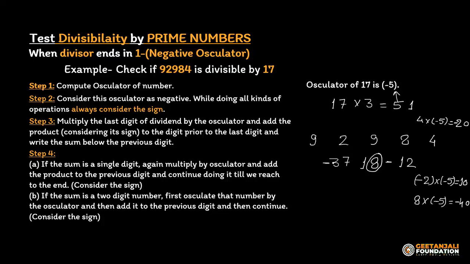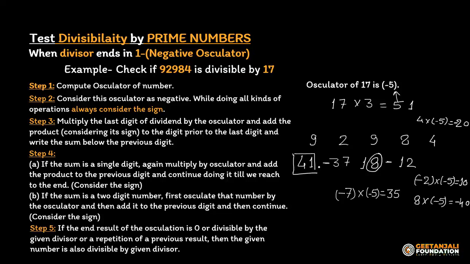Now both the digits will be considered as negative. Minus 37, to oscillate this, minus 7 will be multiplied with minus 5, which is the oscillator. So you get 35, positive. Minus 3 will give you 32. 32 plus 9 will give you 41. So your final result after oscillation is 41. Is 41 divisible by 17? No, it is not. So the given number is not divisible by 17.